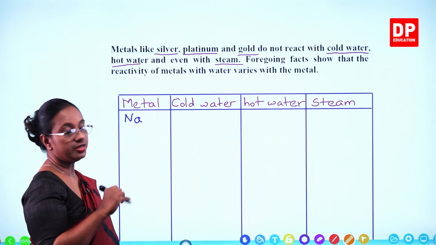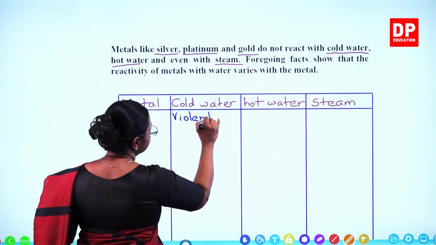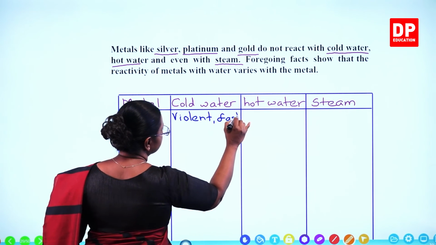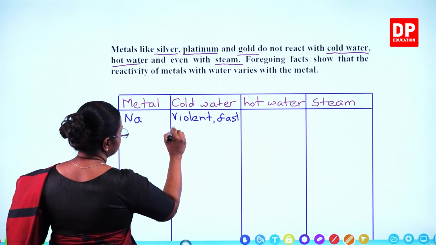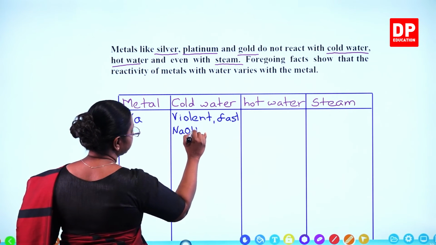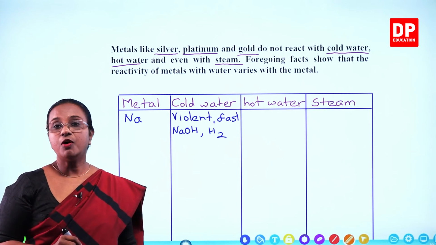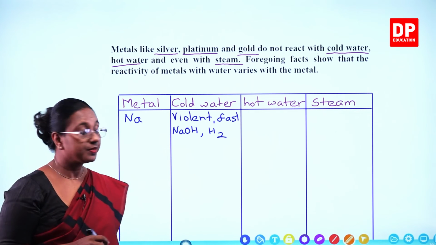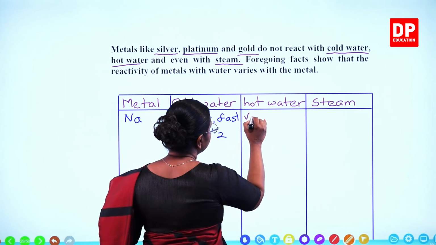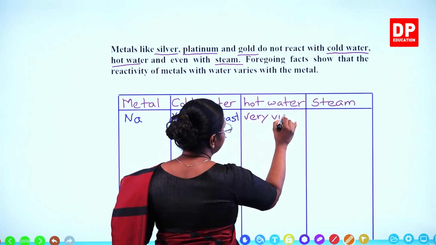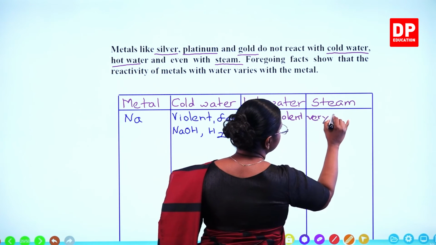Then I will have the first metal, sodium. How is the reaction? Violent, fast reaction. And what are the products? Sodium hydroxide and H2. So what do you think for hot water and steam? They will also be very violent.